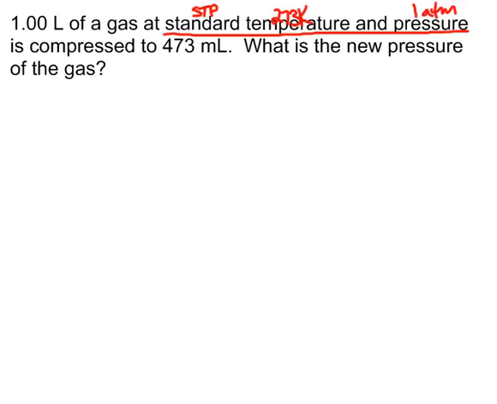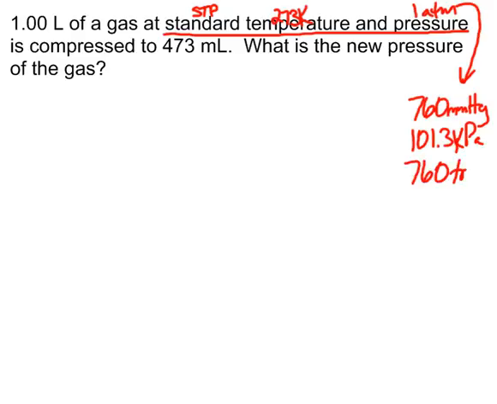Now, remember, 1 atmosphere is also equal to 760 millimeters of mercury. It's also equal to 101.3 kilopascals, or 760 torr. I really won't be dealing with pounds per square inch. These are the main ones right here.